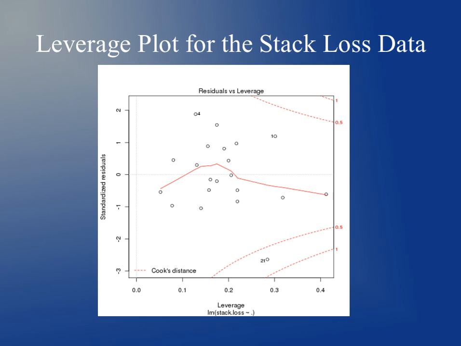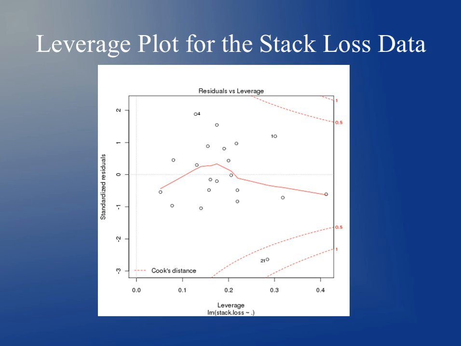So here's the leverage plot for the stack loss data. We have the standardized residuals on the y-axis and the leverage on the x-axis. What we're trying to do is identify observations that have extreme residual and extreme leverage. We want to look at both the top part and the bottom part of the graph because the residuals could be extreme positive or extreme negative. And then we want to look at the leverage. Remember, at 0.2, we want to look and see if there are any greater than that.